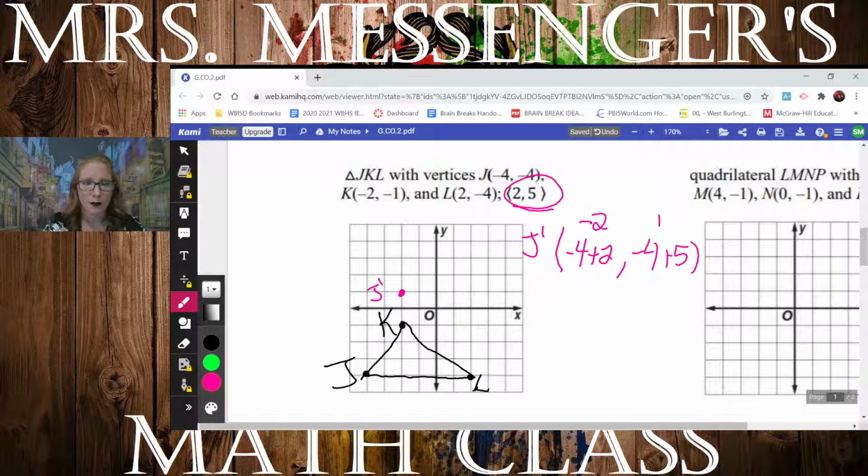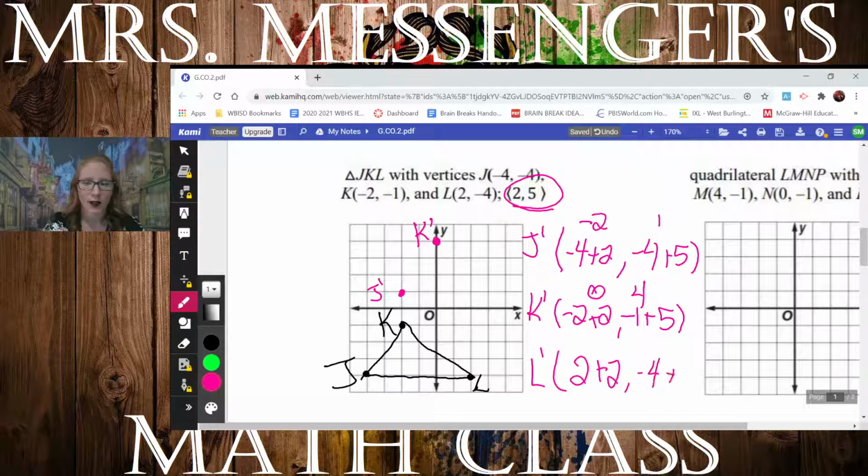Now let's go ahead and do K prime. K originally was at -2, but we've got to move it 2 to the right. And then down 1, but we've got to move it up 5. So that gives me 0 and 4. And I label them. And then last but not least, L prime. L was originally at 2, and I add 2 more, and -4, and then add 5. And that gives me 4, 1.